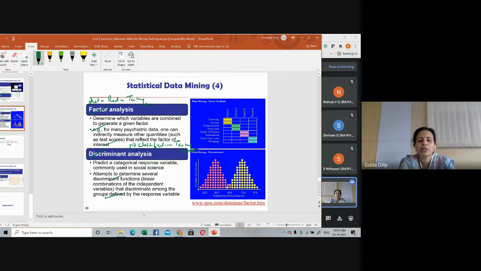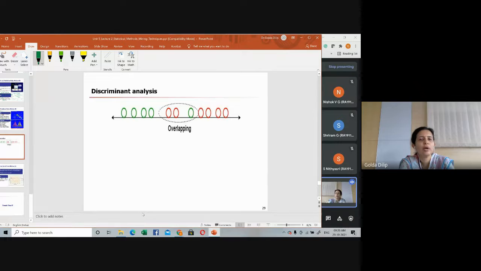Or classifying health insurance into low risk category or high risk category. So some sort of classification we want to do. That's when we go for this discriminant analysis. So when you want to have two classes, we should be able to clearly mark a line between those two classes. Classes will be having multiple features.